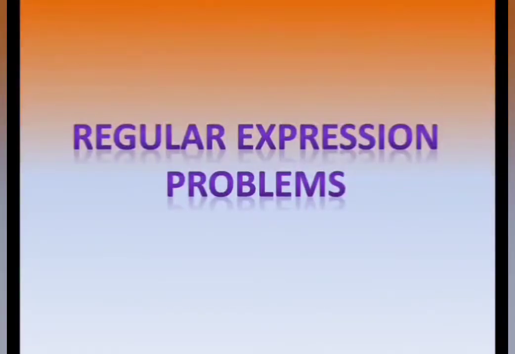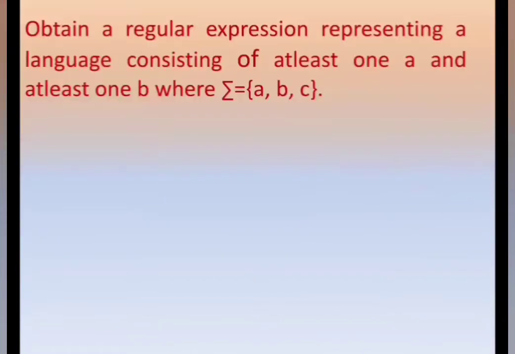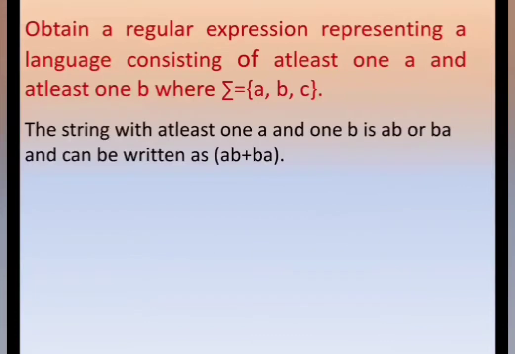Hello, today in this video let us see some more problems on regular expressions. The first problem is: obtain a regular expression representing a language consisting of at least one A and at least one B, where sigma is equal to {A, B, C}. The string with at least one A and one B is AB or BA, and the regular expression can be written as AB + BA.